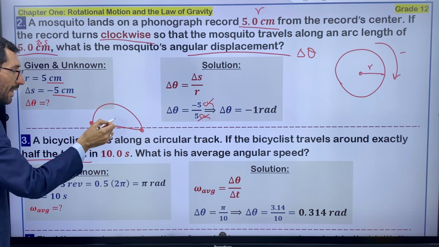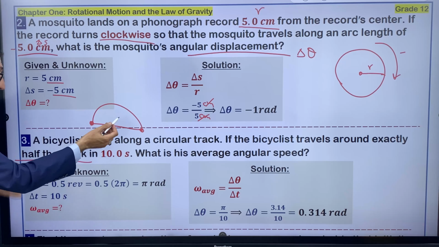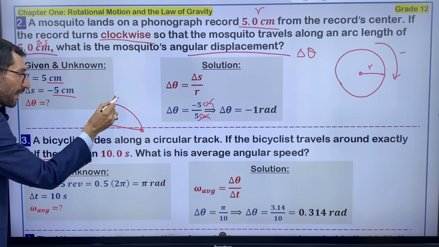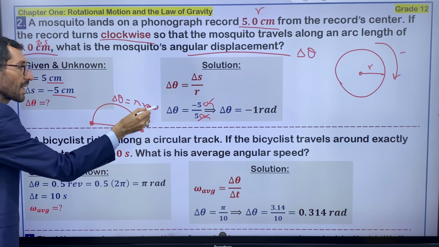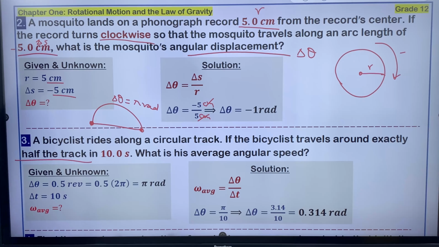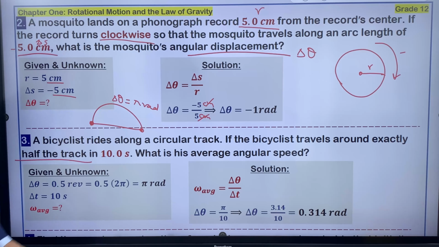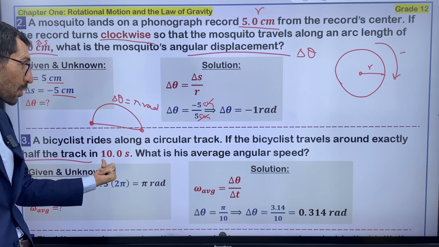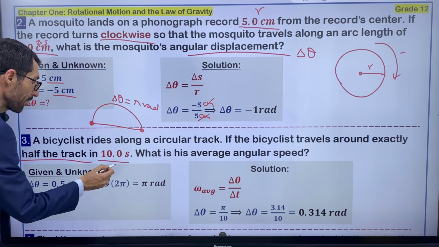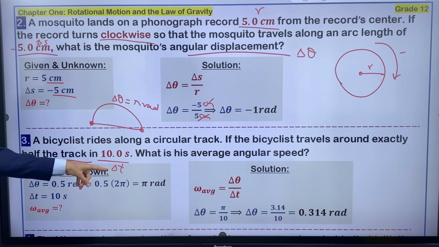So what's the delta theta? Guess the delta theta for me. What's the angular displacement for the bicyclist? Delta theta is equal to pi rad. Because the full circle is equal to 2 pi rad, but the bicyclist only travels half a circle, right? In 10 seconds, so we have delta t as well. This is delta t. So right now we have delta theta and delta t.